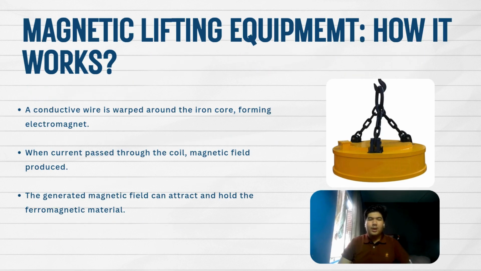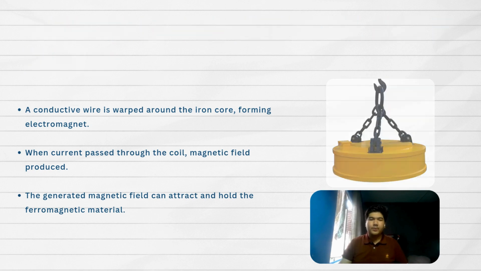Okay, next I will talk about how it works. First, conductive wire is wrapped around the iron core. The wire is usually copper because of its high conductivity. When electric current is passed through this wire, it will generate a magnetic field around the iron core. This magnetic field is strong enough to attract and hold ferromagnetic material. And when the current is switched off, the magnetic field will disappear and the material will be released.